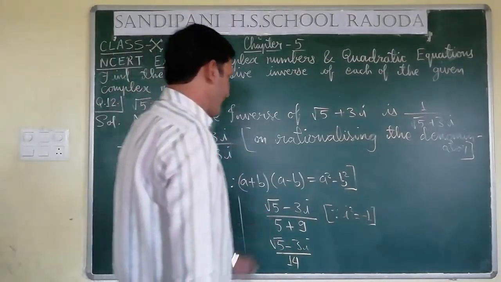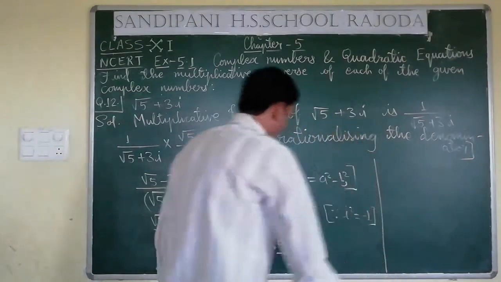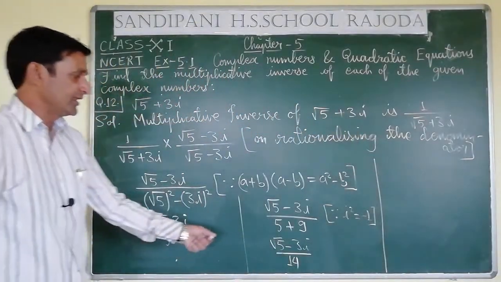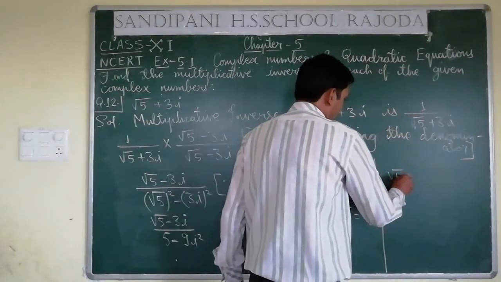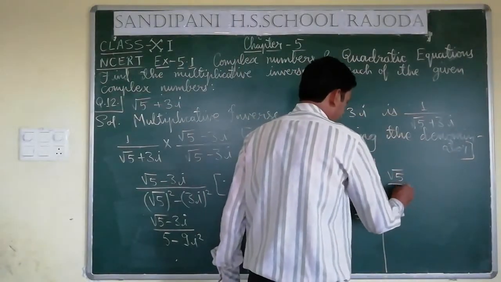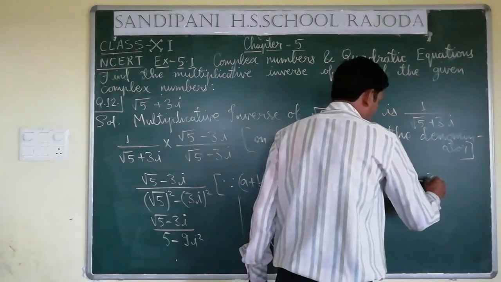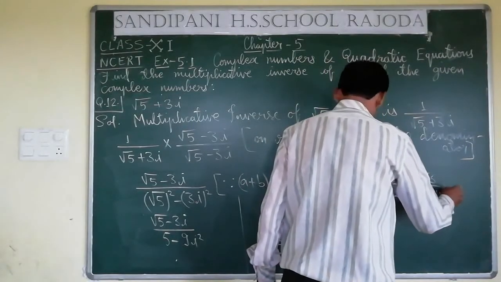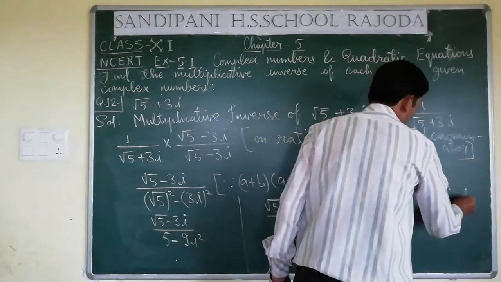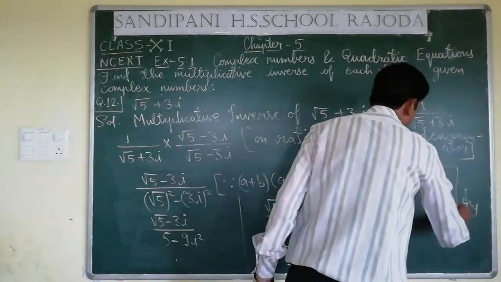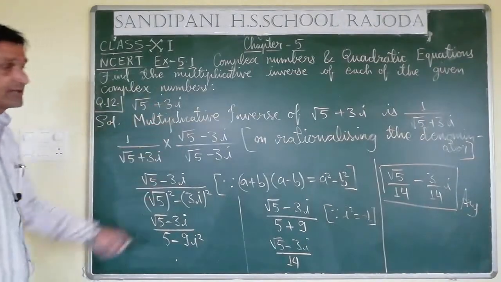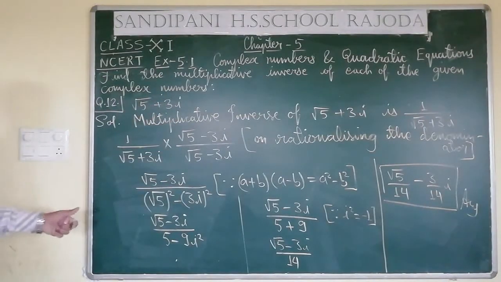Now we may separate it. Why we are doing so? Because we want to express it in the form of a plus ib. So it will be root 5 upon 14 minus 3 upon 14 i. So this is our final answer, which is known as the multiplicative inverse of the given quantity, which is root 5 plus 3i. So this question number 12 is also now over.